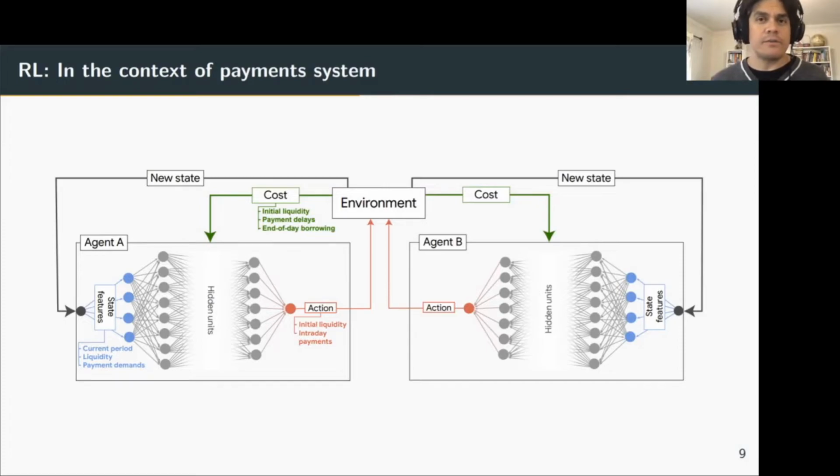In the context of our current project, we have two agents learning concurrently. Each of these agents represents one of the banks that Ajit mentioned in the previous slides. At each action choice, each agent is deciding the initial liquidity or the payments to send at each time period. The environment then returns the cost for each of the agents, and each of these agents will independently learn how to minimize its cost.